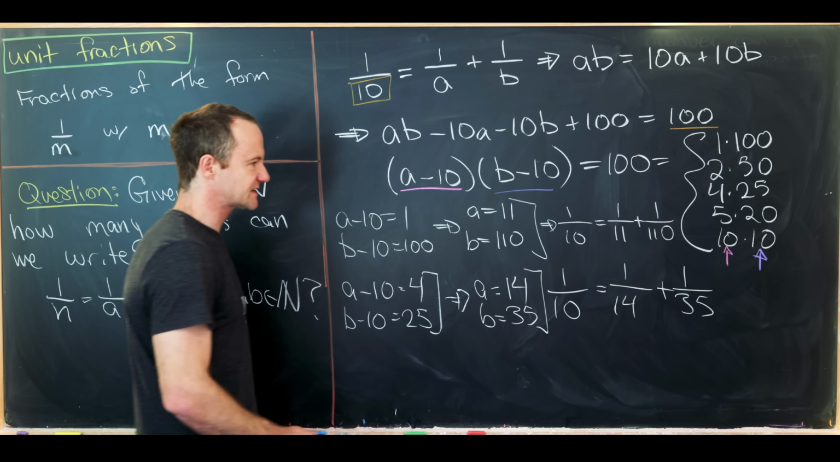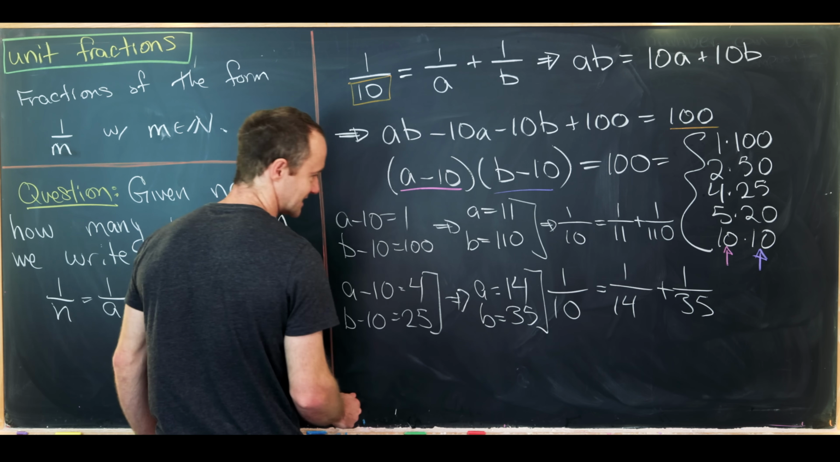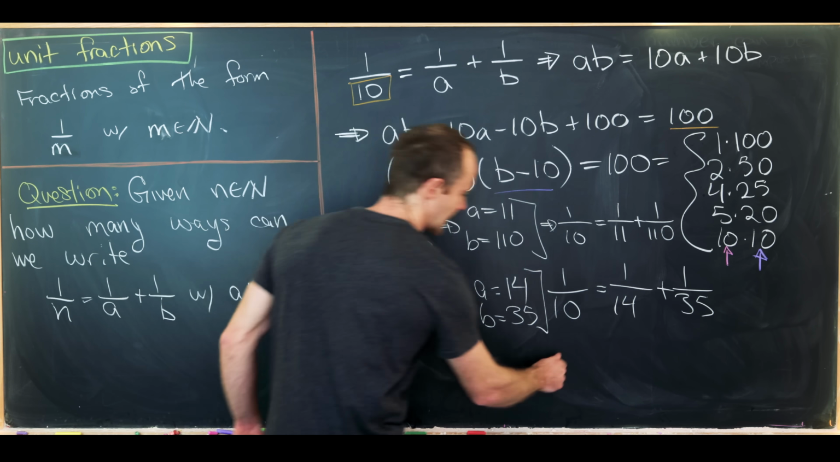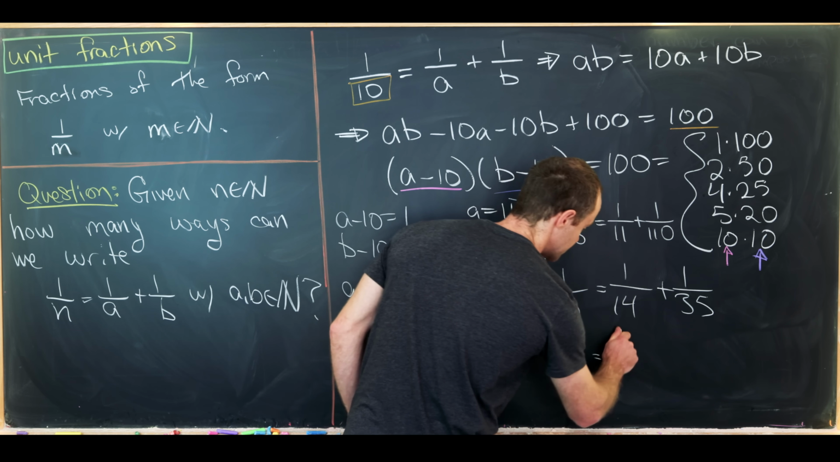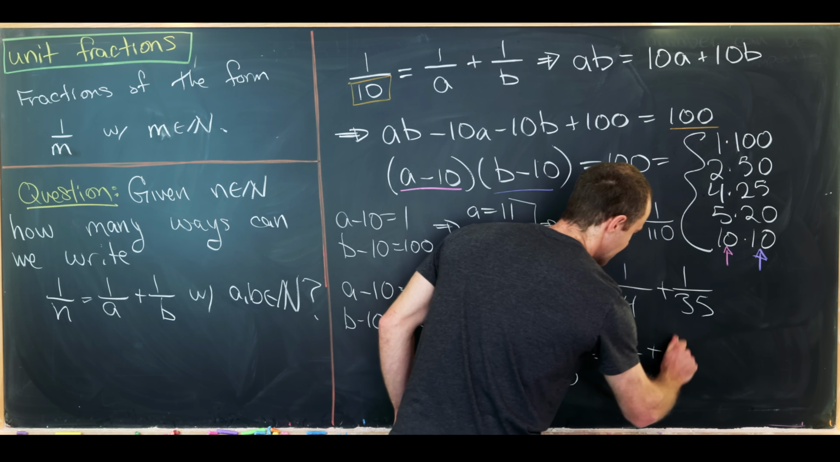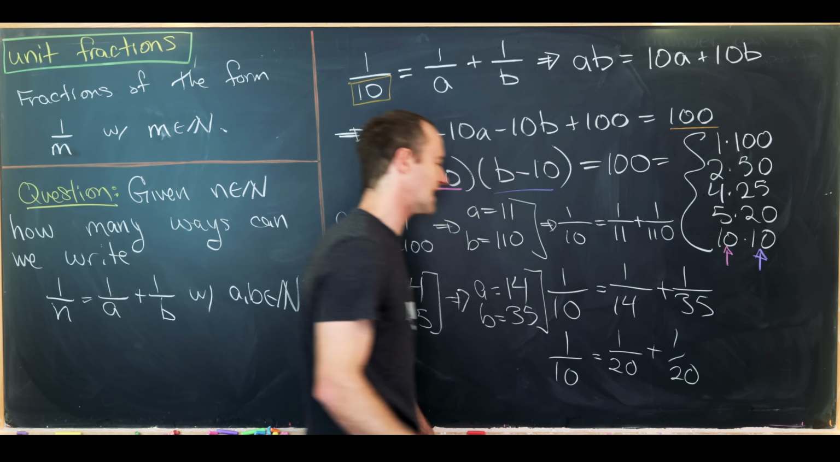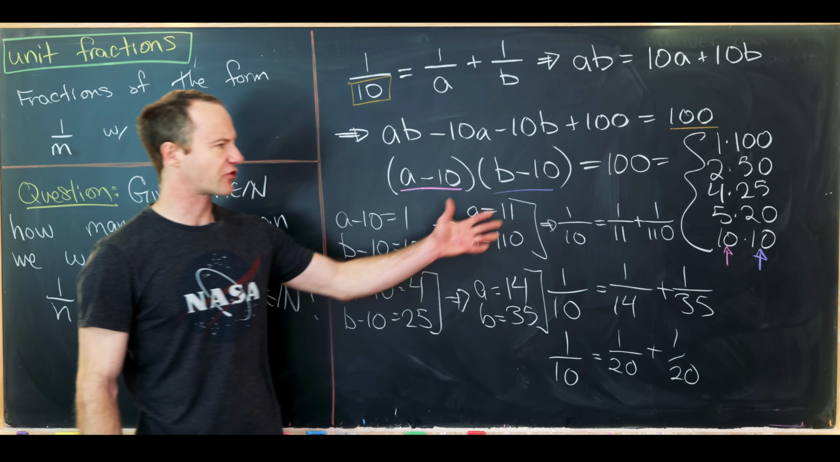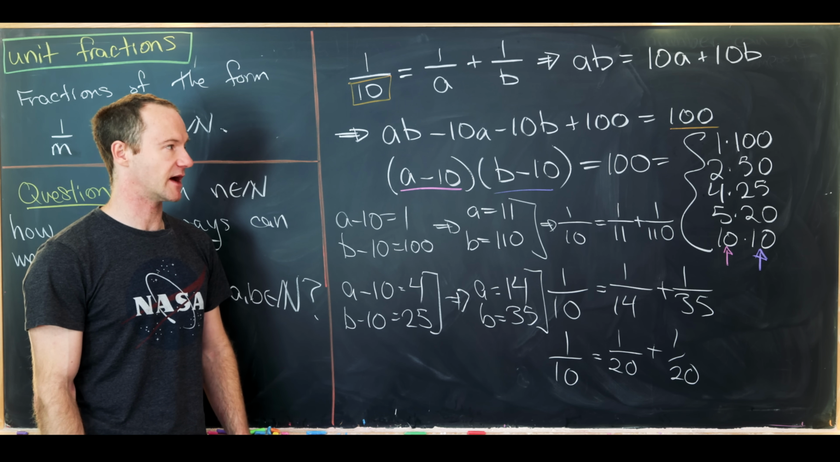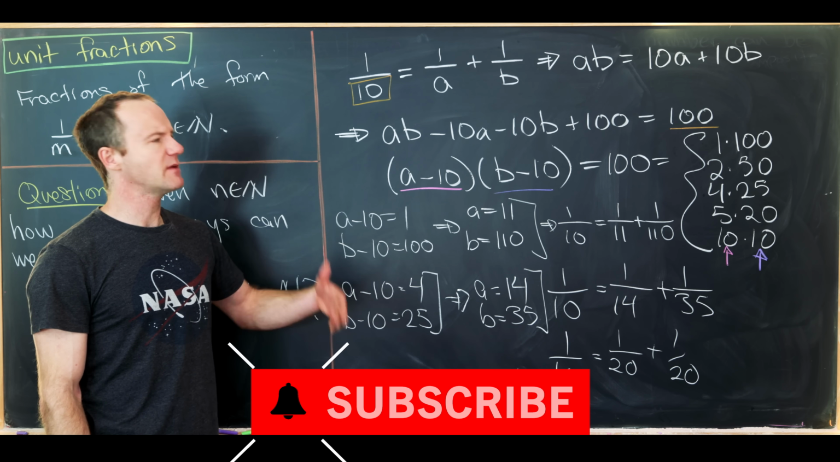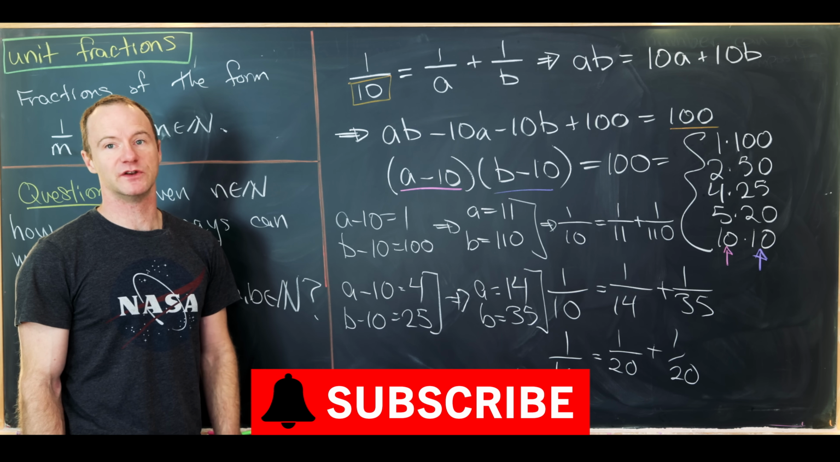And then we obviously have the one where they're both equal to 10. And I won't do the calculation for that. It's pretty simple, and that will give us 1 over 10 equals 1 over 20 plus 1 over 20. And that's allowed as well. So those are 3 of the 5 possibilities. You can write down the other possibilities if you'd like. So let's maybe look at one more example before we do this in general.